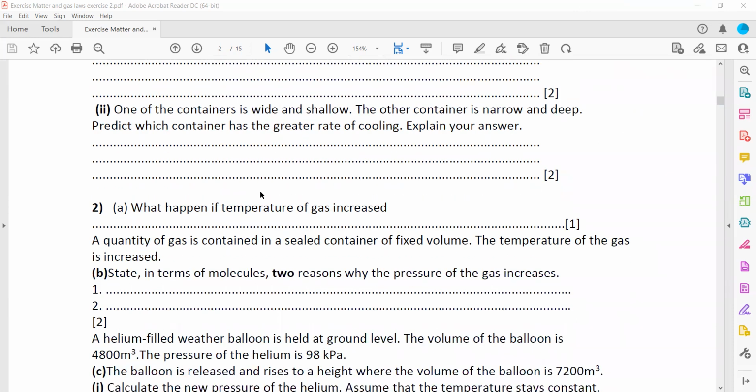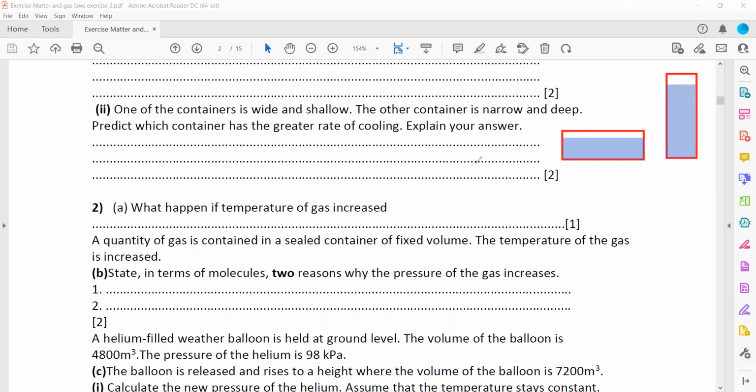One of the containers is wide and shallow. So we have two containers. One is wide and shallow, another one is narrow and deep. The question is, predict which container has the greatest rate of cooling or rate of evaporation. Wide and shallow or narrow and deep?